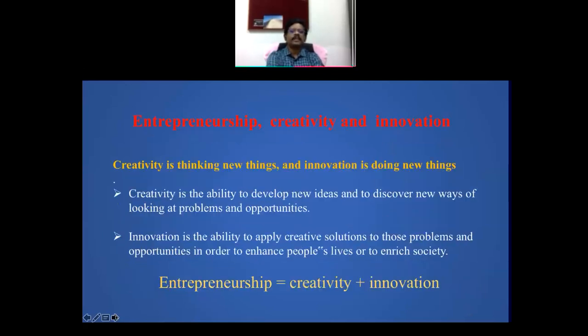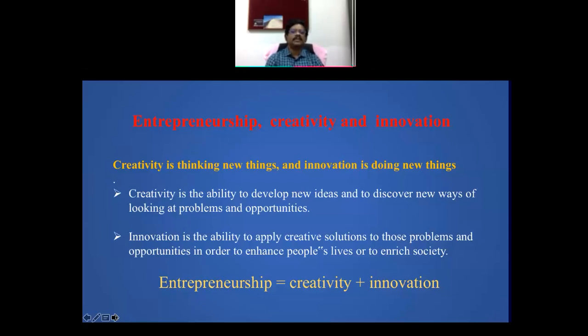When you say entrepreneurship, creativity and innovation: creativity is thinking new things, and innovation is doing new things, right? So you can see the difference between creativity and innovation. Creativity is thinking new things, right? And innovation is doing new things. So these are the differences.